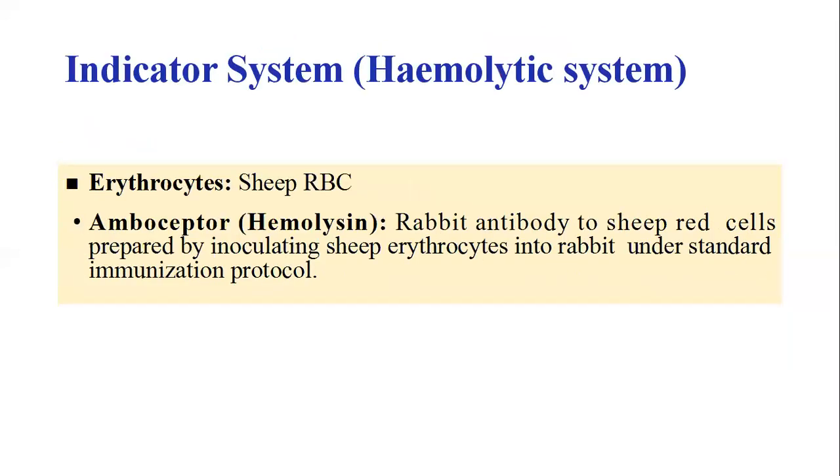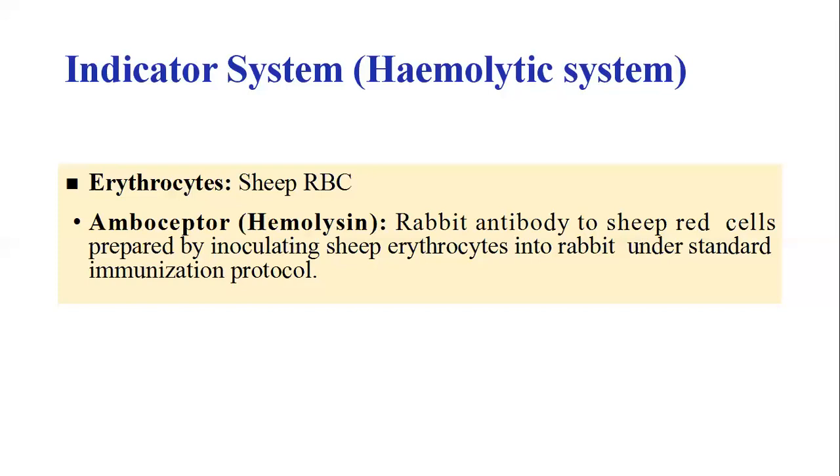Next is the indicator system, the hemolytic system. For that purpose, we need two different things. One is erythrocyte, that is RBC, which we collect mostly from sheep. The second is the amboceptor, that is hemolysin. This hemolysin is rabbit antibody to sheep red blood cells, prepared by inoculating sheep erythrocytes into rabbit under a standard immunization protocol. So first we have to prepare this amboceptor, the hemolysin, and then we can add erythrocyte to check.